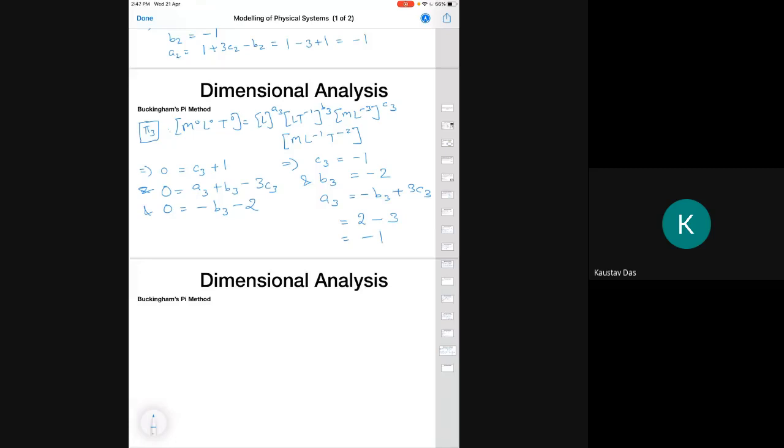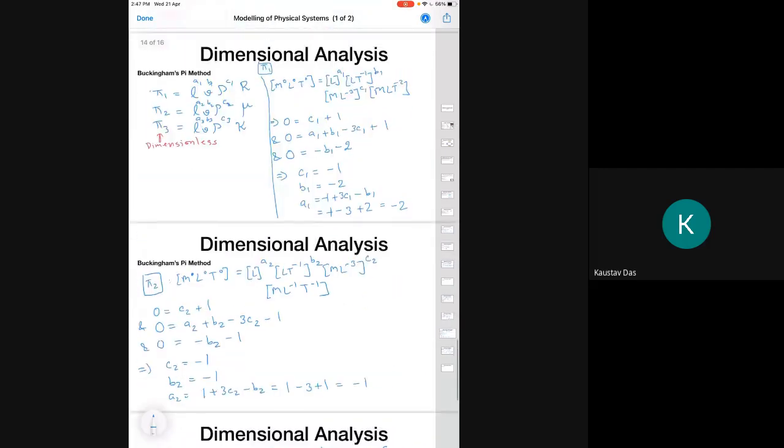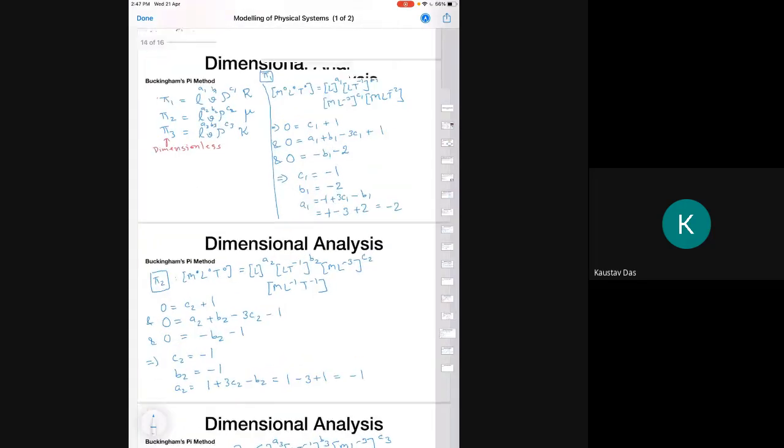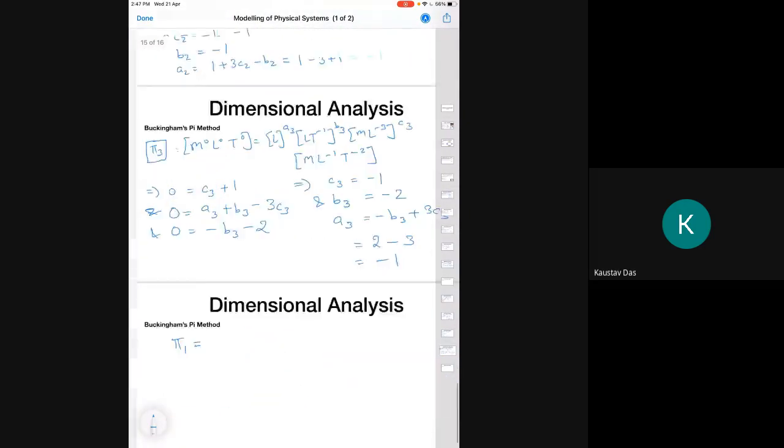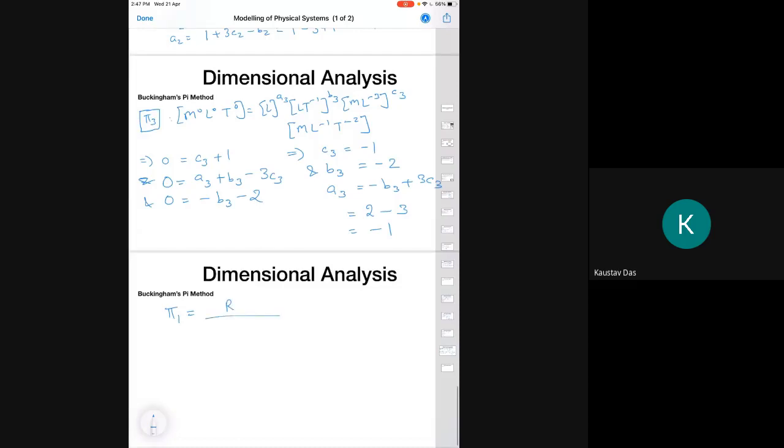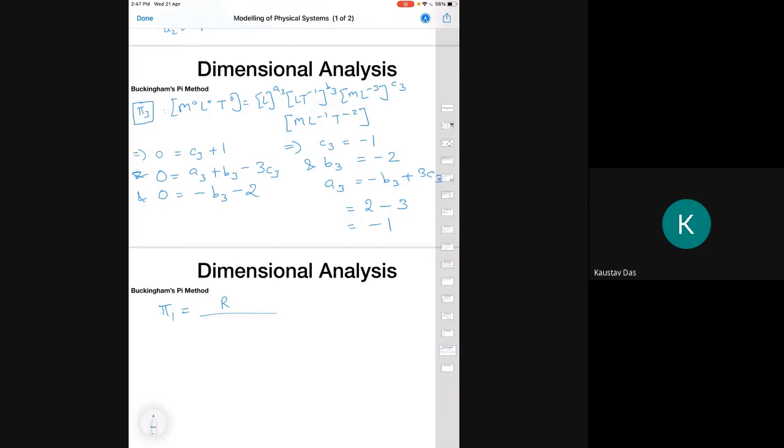Okay, so I found out the powers of my fundamental variables in the pi terms. So then I can explicitly write my dimensionless pi terms. So pi 1 is then L to the power minus 2, V to the power minus 2, and rho to the power minus 1 into R. So that's basically R by L square V square rho, right?